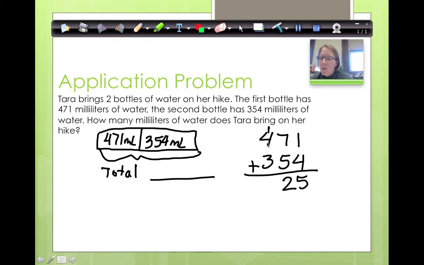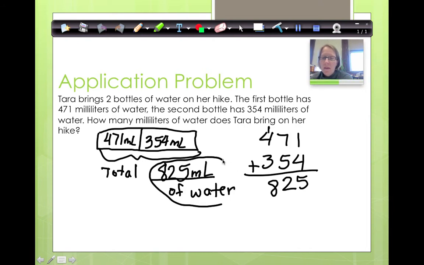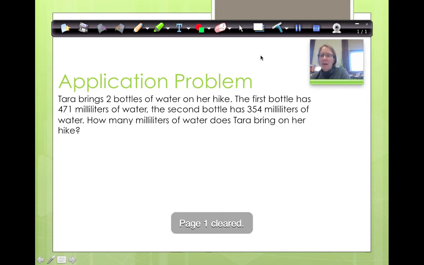100 plus 400 is 500. 500 plus 300 would be 500, 600, 700, 800. So we have 825. But what is it? We need to add our label. 825 milliliters of water. Okay, and if you wanted, you could even circle that. Now keep this in mind. Let's remember 825 milliliters for our next problem, because we're not done with Tara just yet. Okay, I'll clear that. Move on.